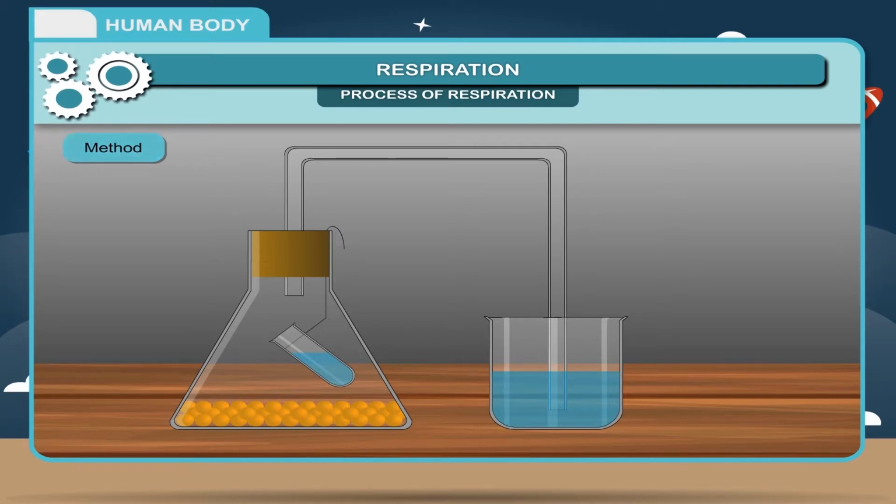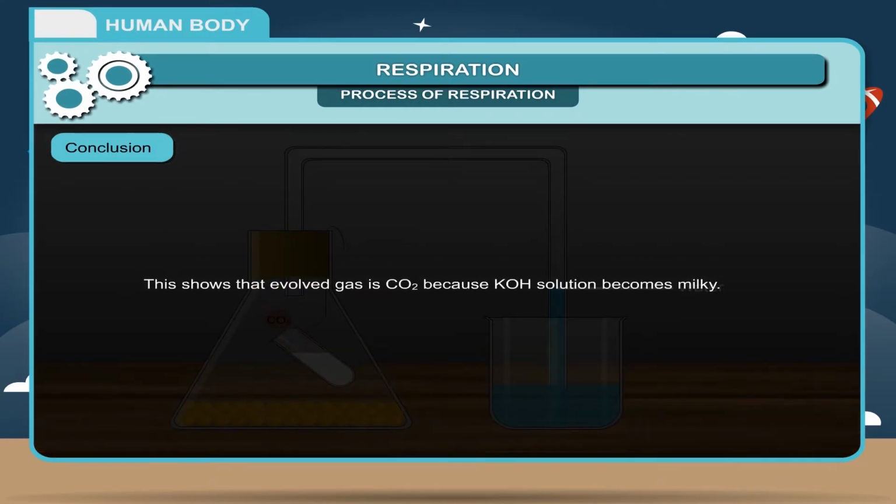Make it airtight. Observation. You will observe after some time that water rises in the tube. The germinating seeds use the oxygen and the carbon dioxide evolved is absorbed in the KOH solution. The KOH solution becomes milky. Conclusion. This shows that the evolved gas is carbon dioxide because the KOH solution becomes milky.